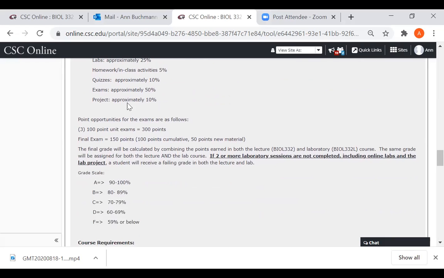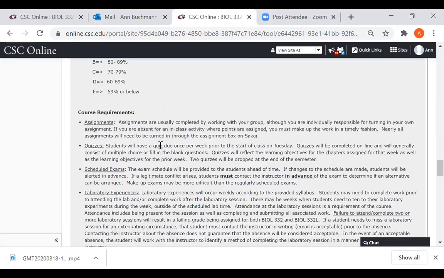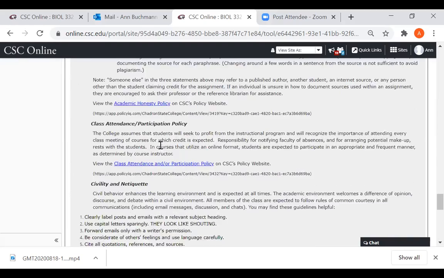Okay, we have 3 100-point exams and 1 final exam that's cumulative. Honestly, all of the tests are a little bit cumulative because you can't forget what you did on test 1 in order to get to test 2 and 3 and 4. Okay, so that's basically it for our policies.